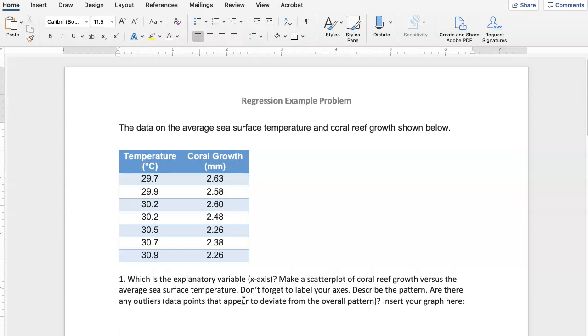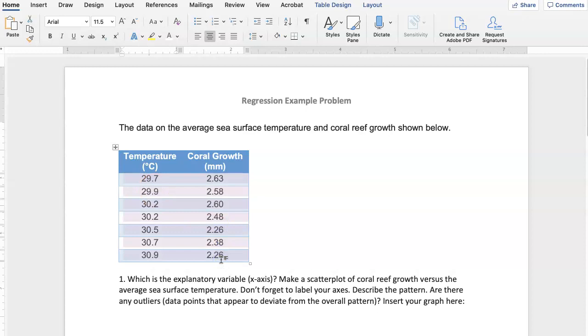So which depends on which? Well, coral growth depends on temperature. So temperature is going to be on the x-axis. So think about that first before you set things up. The x-axis isn't always given in the first column. Desmos and Excel both will assume that the first column is the x-axis. So this one is already set up for us. Don't assume it though.